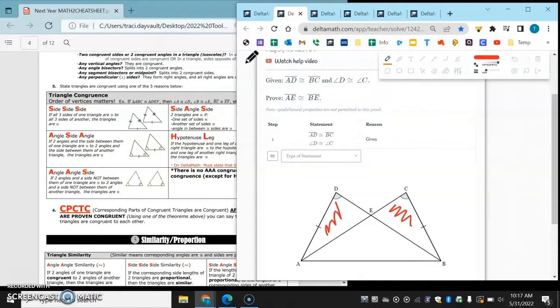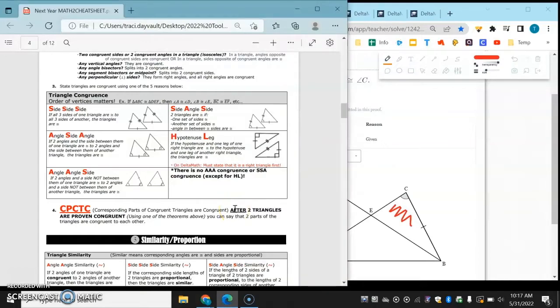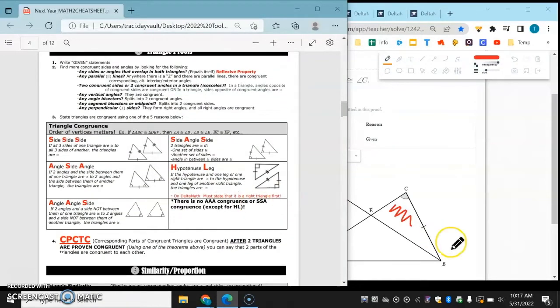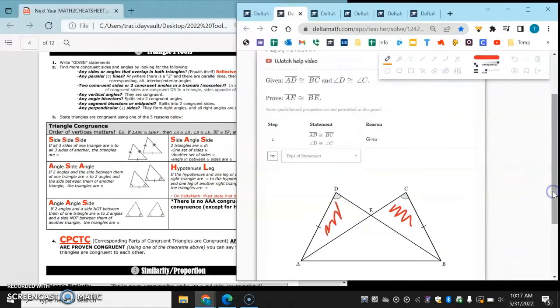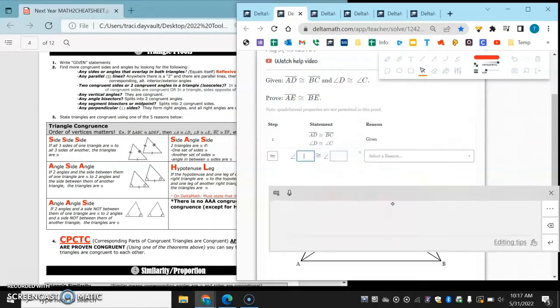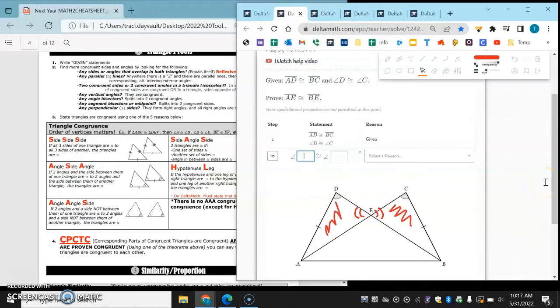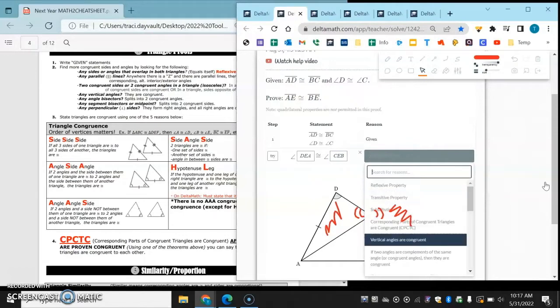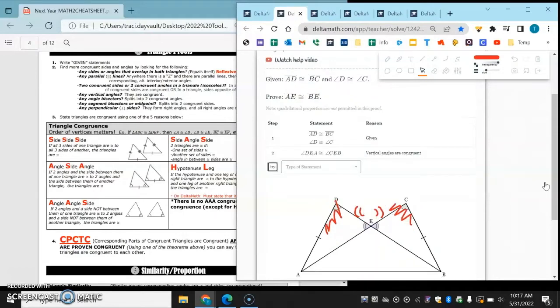We need to figure out if there are any other angles or sides, and to do that, as we know, we can go through this list, and you should notice that just like the last question, these two triangles have vertical angles. So I'm going to say that those two angles are congruent to each other because they are vertical angles. Angle DEA and angle CEB are congruent vertical angles. So now within these two smaller triangles, I've got a side and two angles.